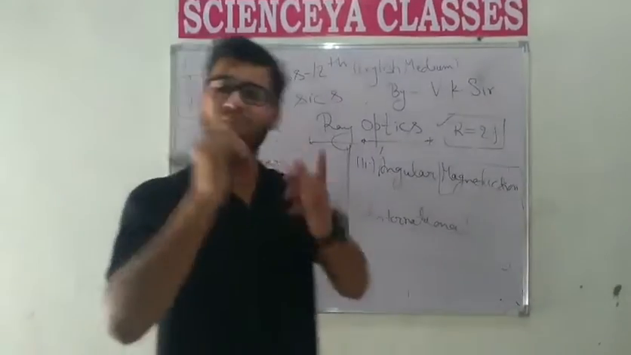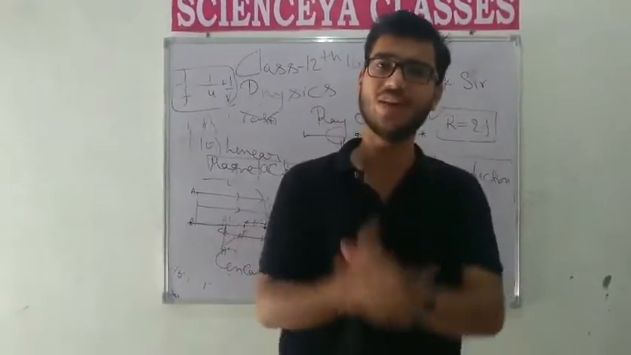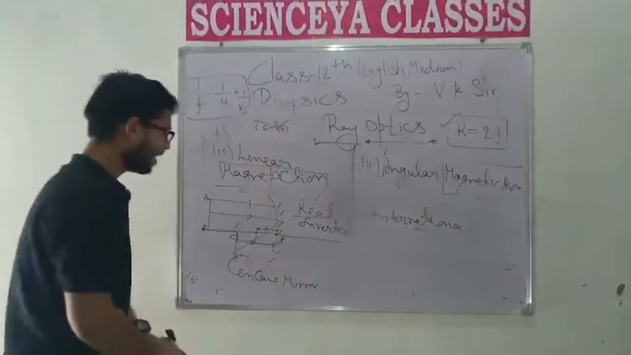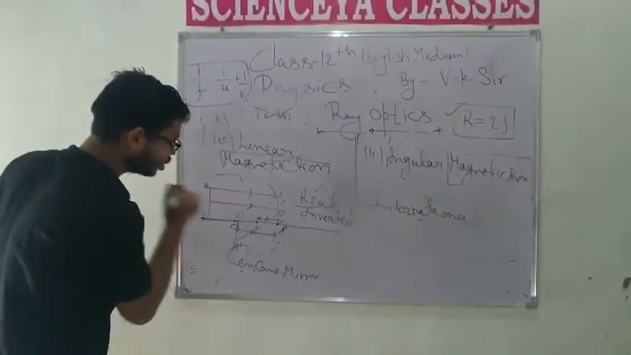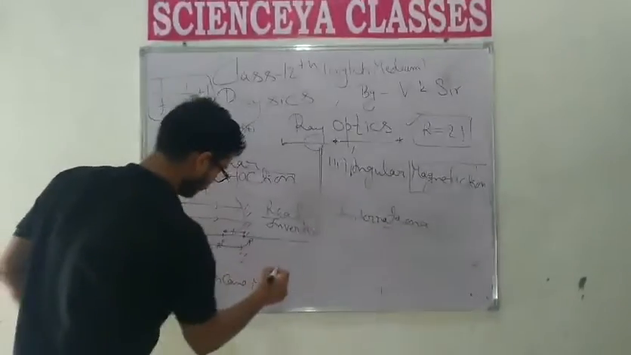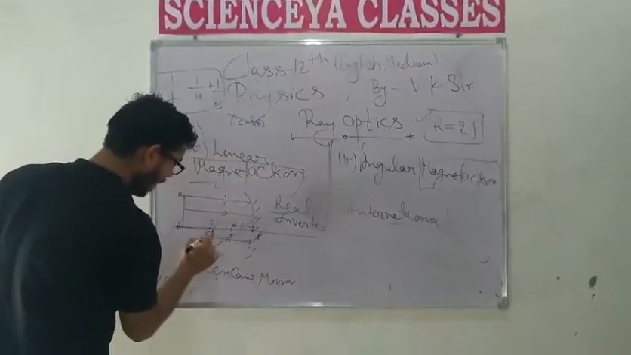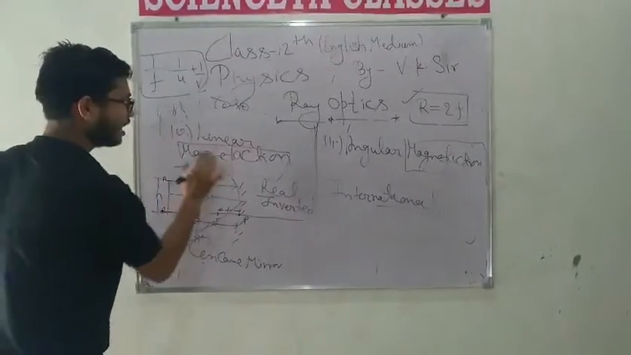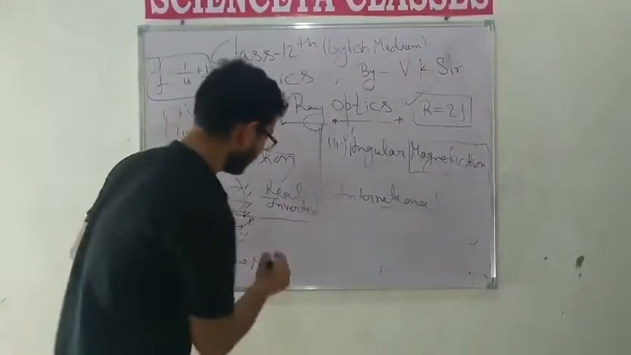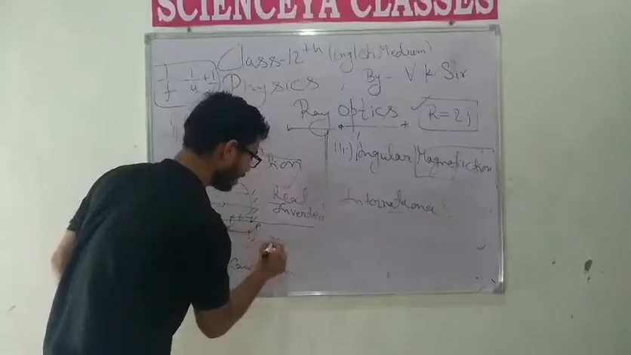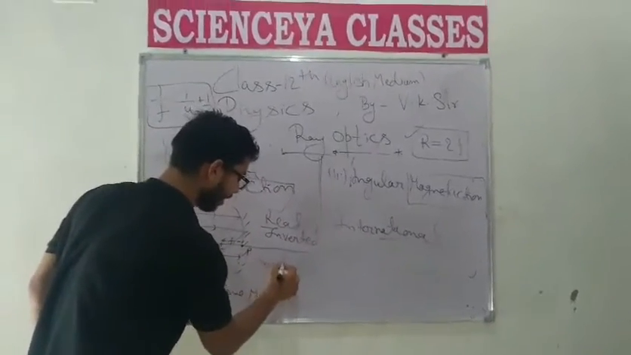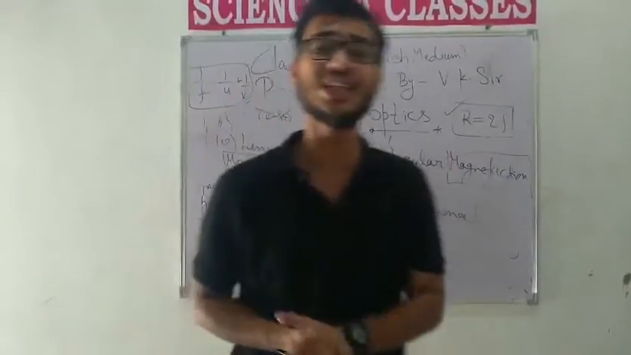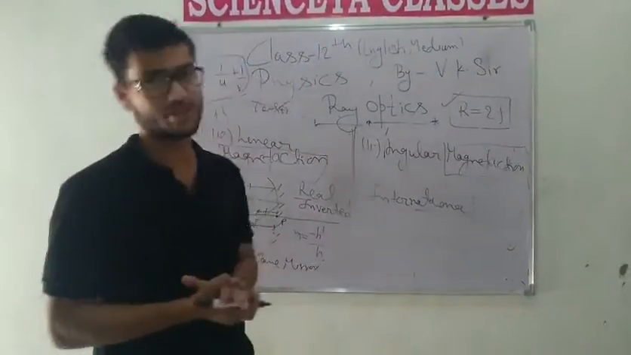Because the image formed by a concave mirror is always real but inverted. So student, in this case, the ratio of the height of the image and the height of the object is called the linear magnification. It is denoted by the small letter m, and here it is minus h' upon h. And student, now you see that the sign of minus comes here.